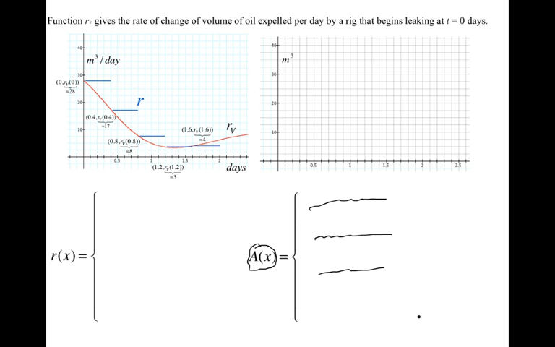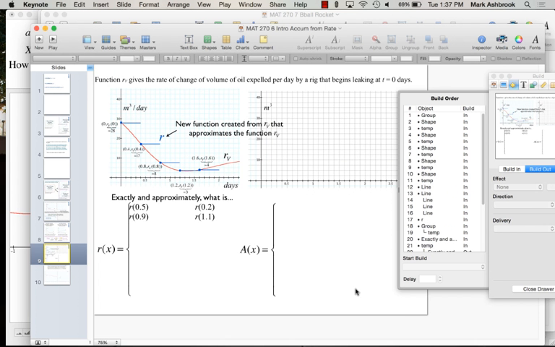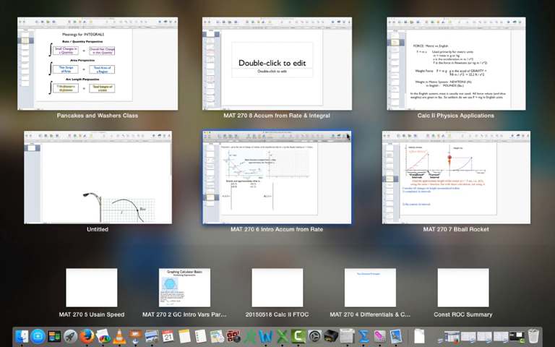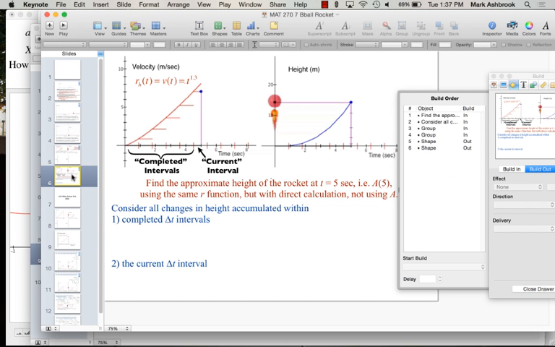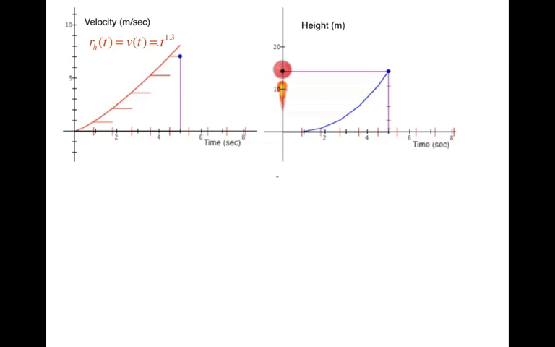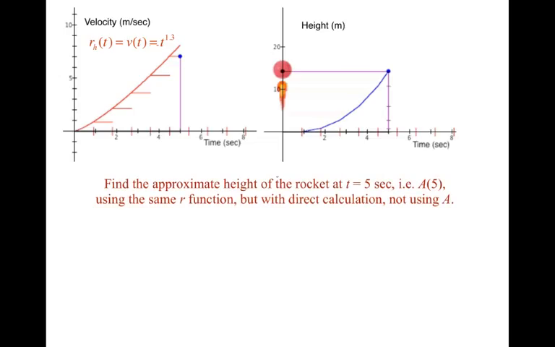Okay? So what did we say? So we said that, here's the basketball, right? So same thing. We have the exact rate of change of the rocket's height with respect to time. We built the approximate rate, which is the function based on constant rates. And then from that, we built the approximate accumulation function.